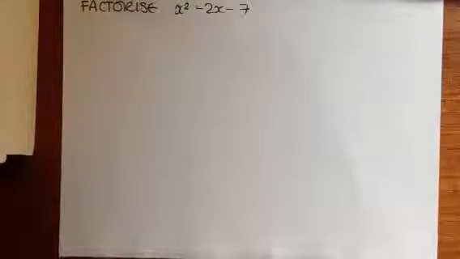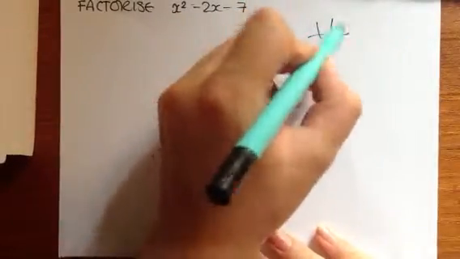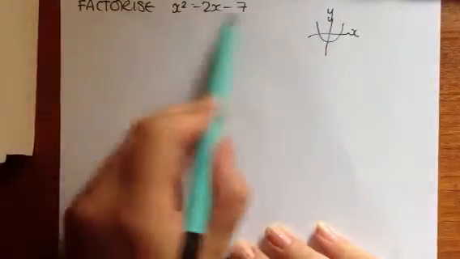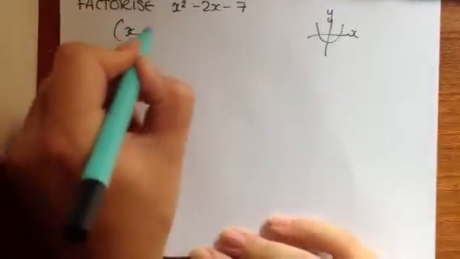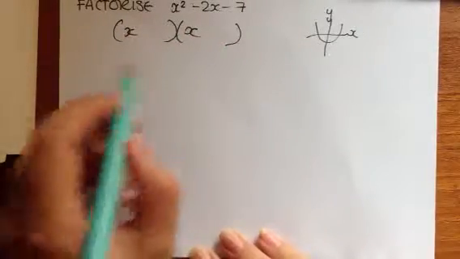Okay, so you know when you want to factorise a quadratic, you're trying to find the point where it crosses the x-axis. And we've got this one here, x squared minus 2x minus 7. I'm going to start with brackets. And I might try every single method I know.